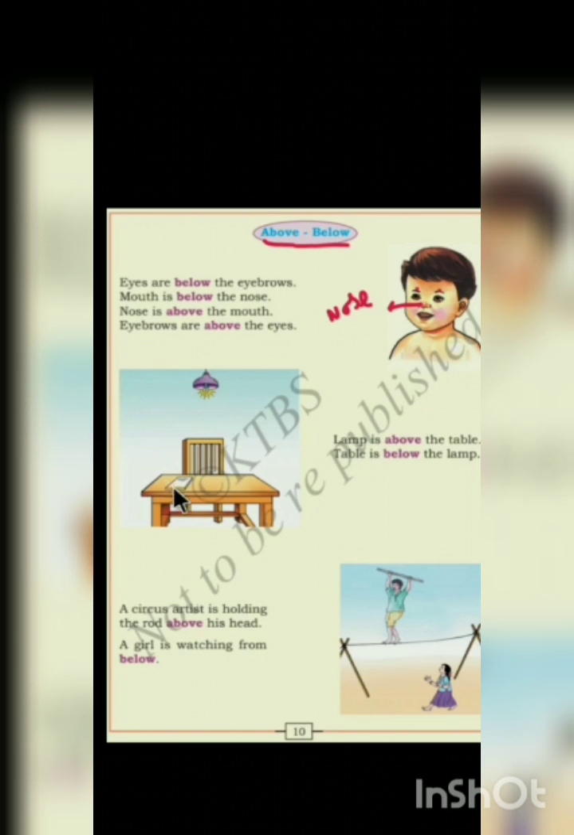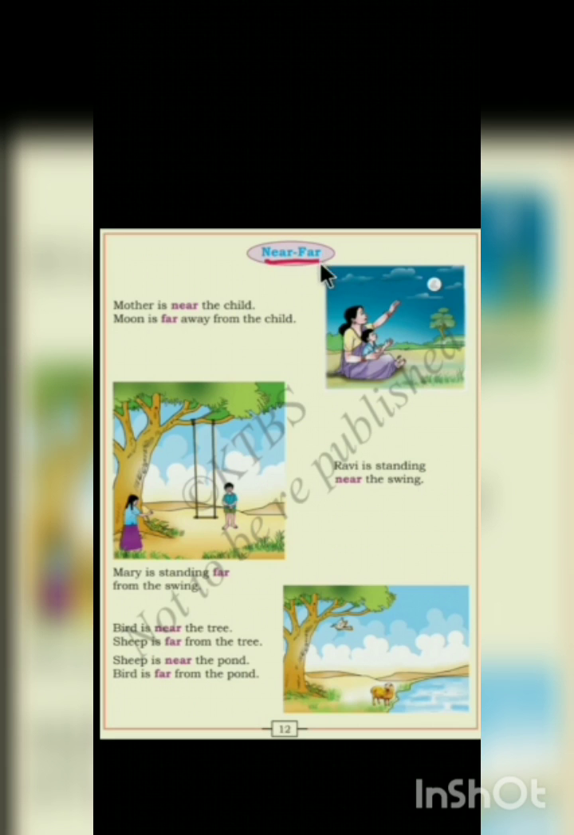Now let's see this picture. Lamp is above the table. Here you can see the lamp. This lamp is above the table. Table is below the lamp. This table is below the lamp. So what is above here? The lamp is above. What is below? The table is below.